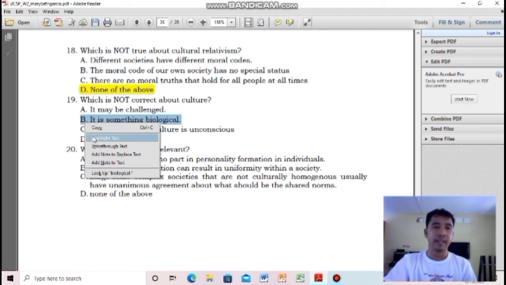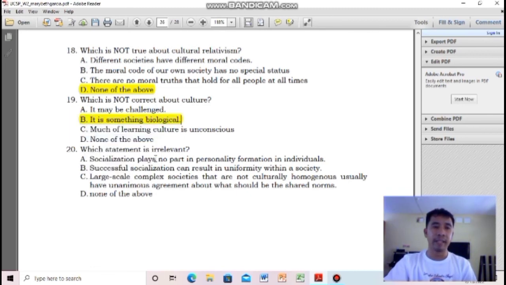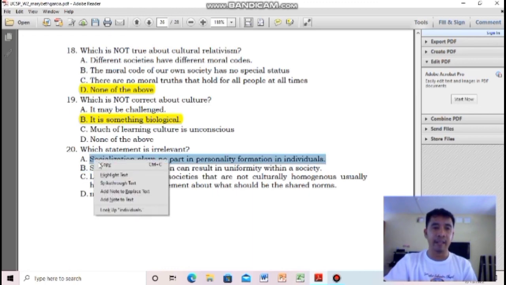Number 20, the answer for number 20, which statement is irrelevant? Number 20 is letter A. Socialization plays no part in personality formation in individuals. Okay, that's all for your assessment.